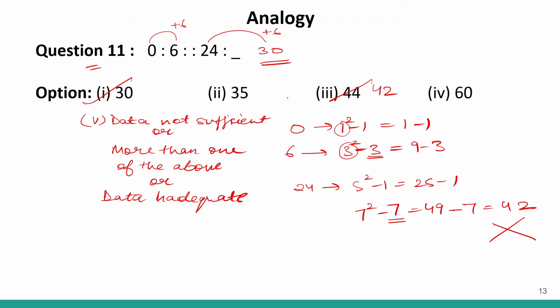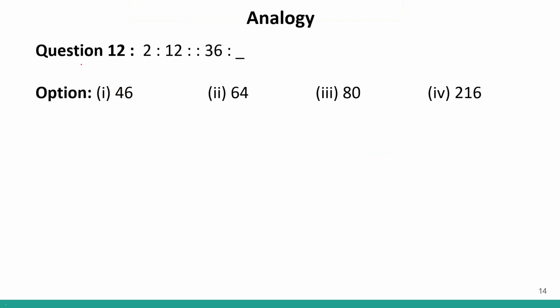So whenever you get a question like this where you are getting more than one answer, in your examination you will get only one correct answer. But sometimes you can get more than 1 correct answer. In that case, we will mark that data is not sufficient, or more than 1 of the above, or data inadequate. Any of the language will be used. But if you're getting only a single answer, then you will mark that, because in the same question on analogy, we can use different logics to get different answers. Correct? Now, moving on to question number 12.